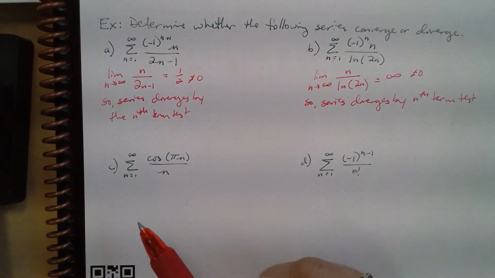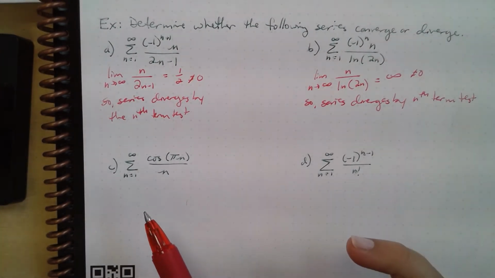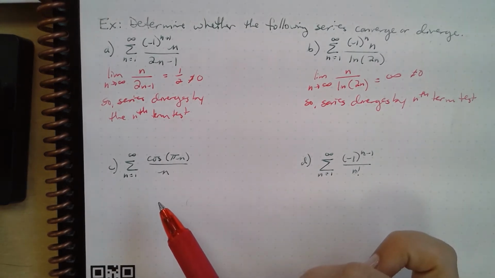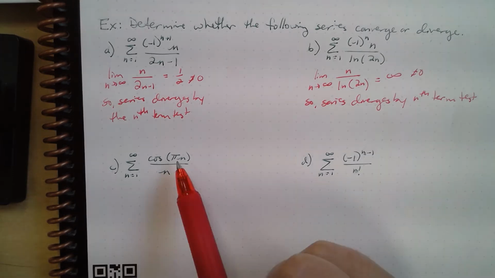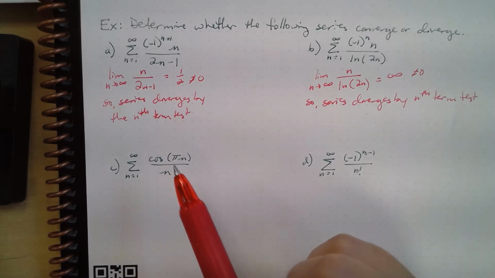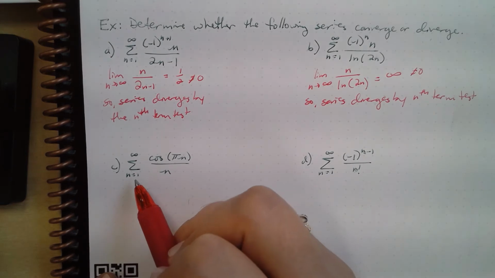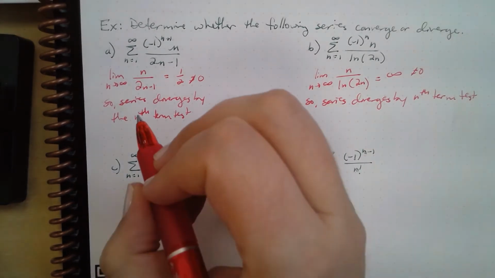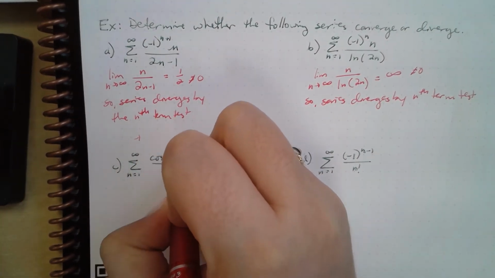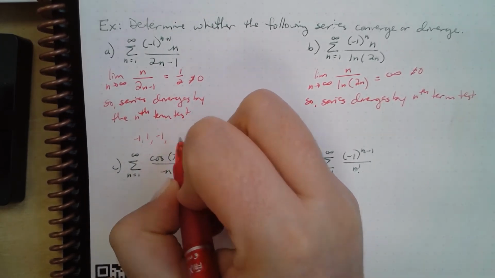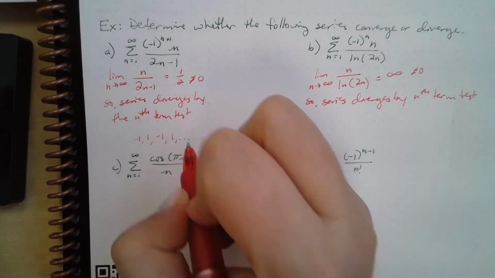Here we have the sum from 1 to infinity of cosine of pi n over n. All right, so this is one I want to talk about. If we're looking at this, what's the behavior of cosine? Well, if I plug in 1 here, cosine of pi is going to be negative 1. Then cosine of 2 pi is going to be 1. Then cosine of 3 pi is negative 1. Then cosine of 4 pi is 1, and on and on forever.